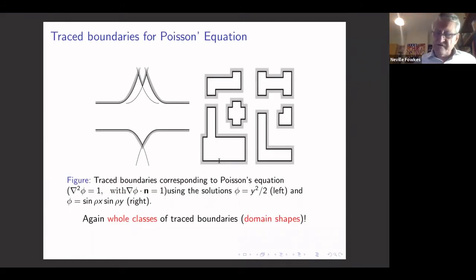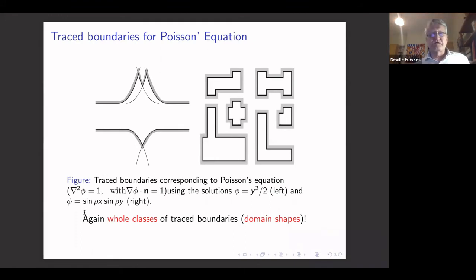What I'll do now is just, Michael actually did tracing for a lot of the classical equations, and really weird, interesting results came out. But I just want to point out one result here. This is for Poisson's equation.